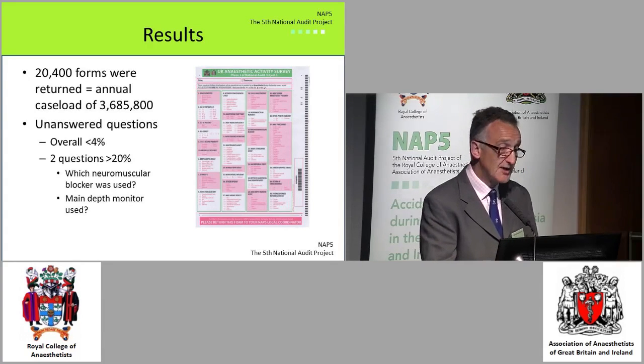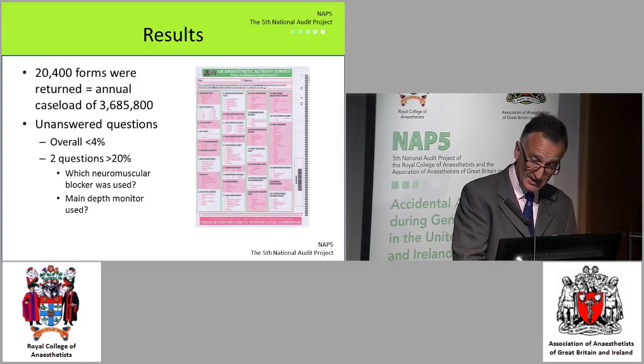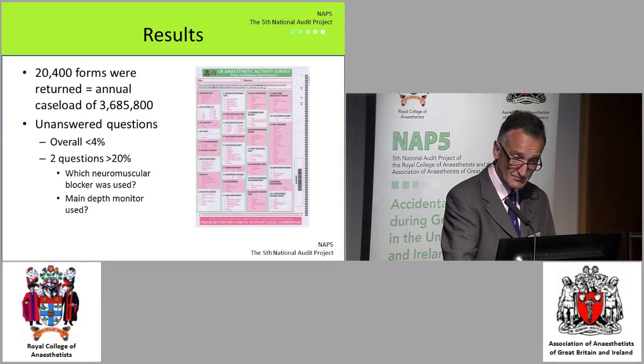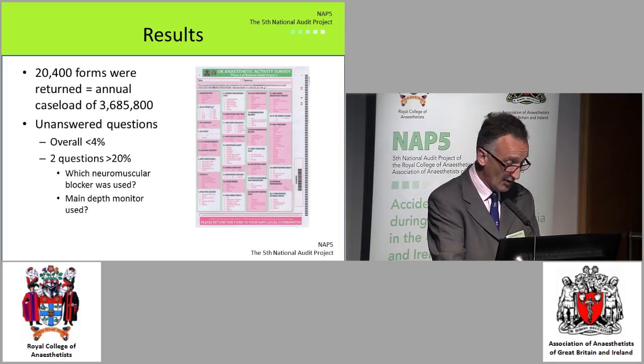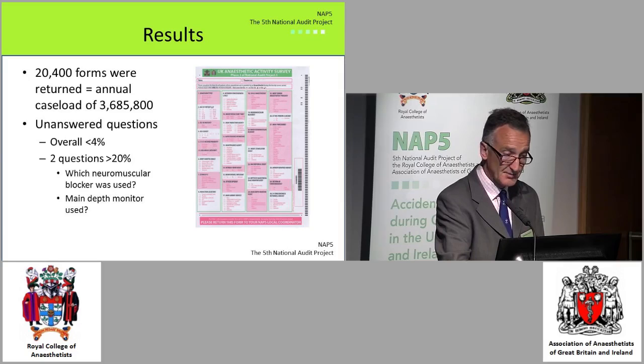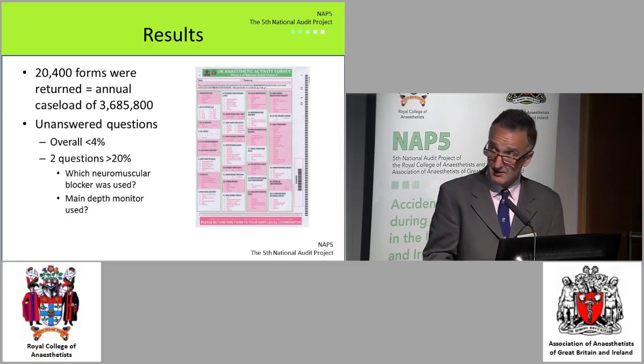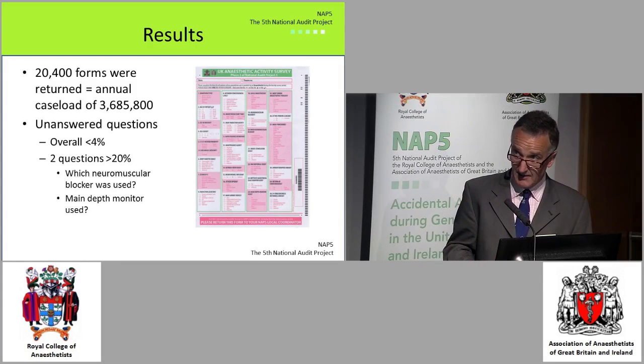Okay, so the results. Out of 20,000 forms, this is the caseload. There were some unanswered questions, and they varied according to the question. Overall, 4% of the responses filled in other or unknown, and therefore were uninterpretable. 2 questions gave people a lot of difficulty. Which neuromuscular blocker was used? You'd think that would be easy, but it wasn't.